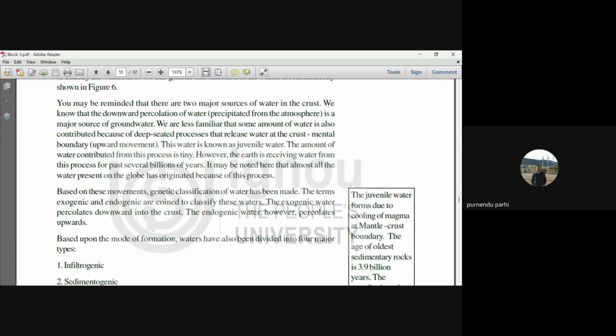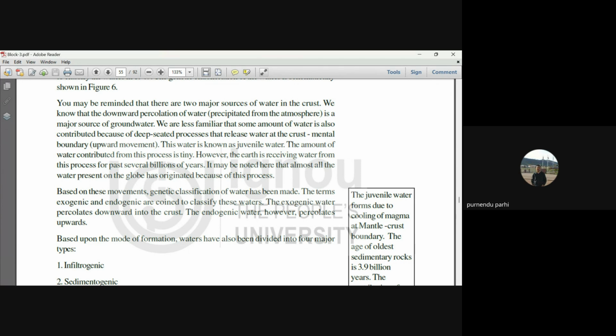Based on this movement, genetic classification of water has been made. The terms exogenic and endogenic are coined to classify these waters. The exogenic water percolates downward into the crust. The endogenic water, however, percolates upward.